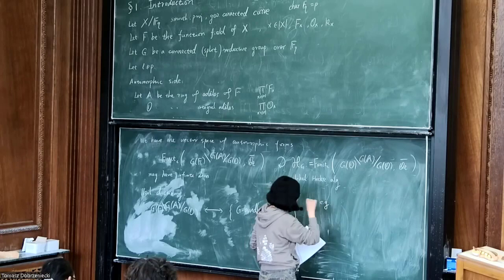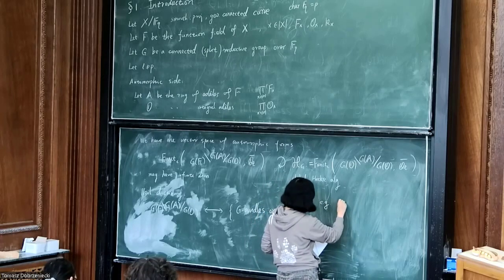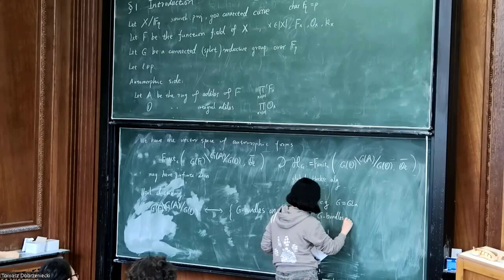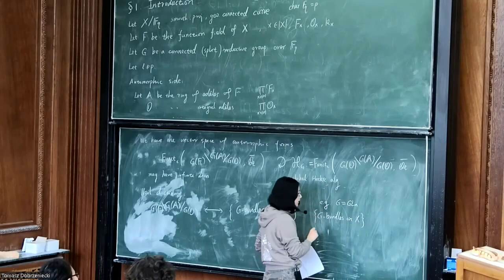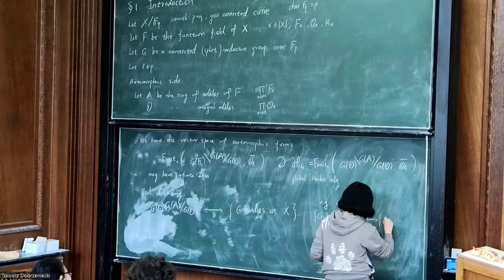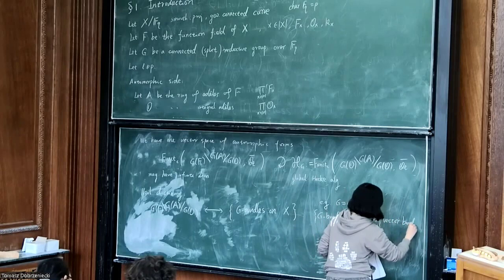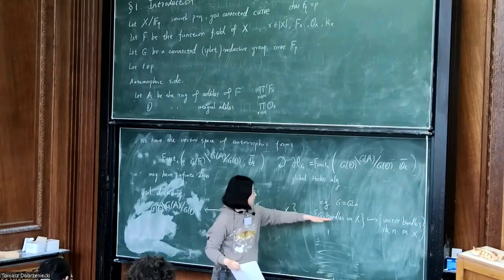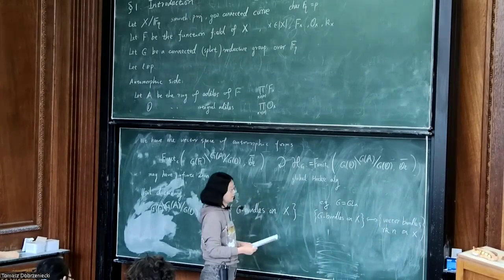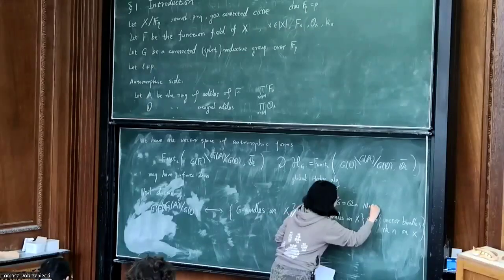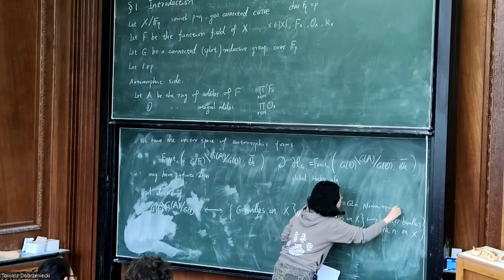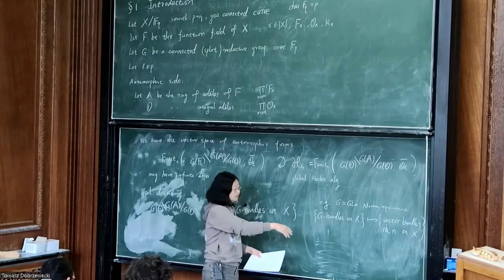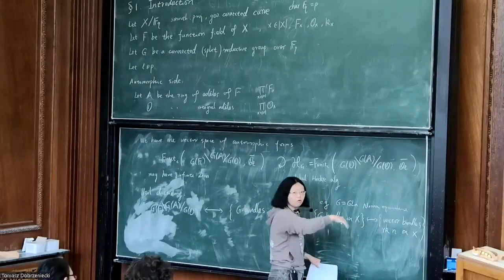For example, when G is GLn, you have this Morita equivalence between the G-bundles on a curve and rank n vector bundles on the curve. And in particular, if your curve is P1, these are just the Grothendieck bundles.